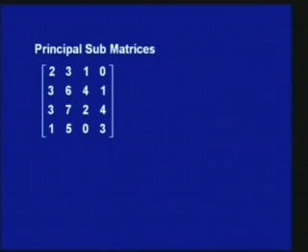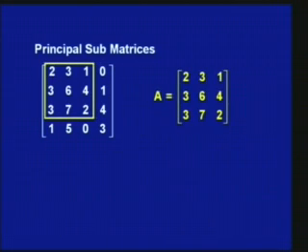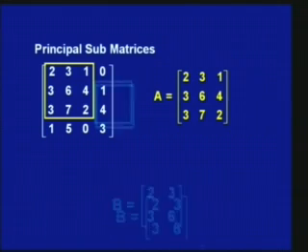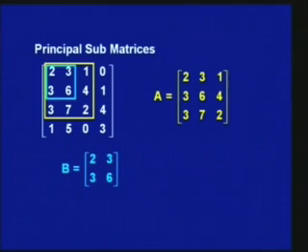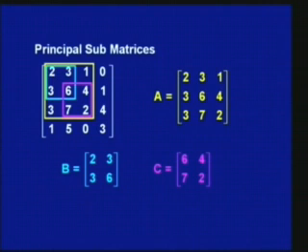A principal submatrix is also a submatrix, but the diagonals are maintained. Like if I have this square matrix, then this is a principal submatrix because the diagonal elements of this matrix and this matrix are retained. In this case, the diagonal elements 2, 6 and 2 are retained. So, this submatrix is this matrix and it is a principal submatrix.